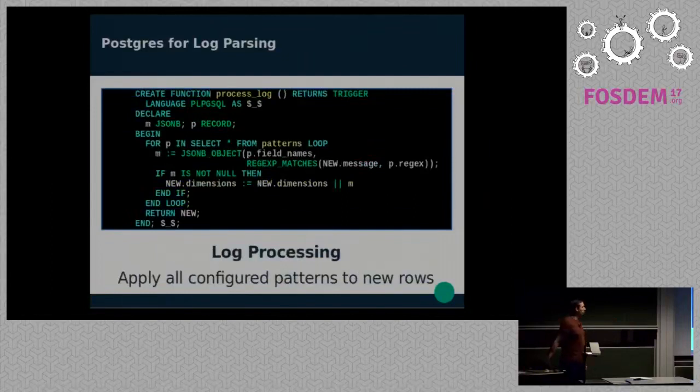And again, just keeping this simple, let's use a trigger. So as we insert logs into our logs table, we pre-process them. For those people not too familiar with Postgres or SQL, this trigger lets you pre-process the row before it's inserted into the table. So we're using that. We iterate over all of our patterns, match all of our patterns. If it matches, then we add the dimensions on.